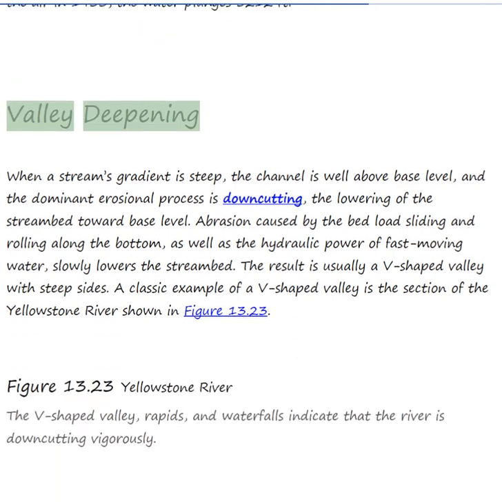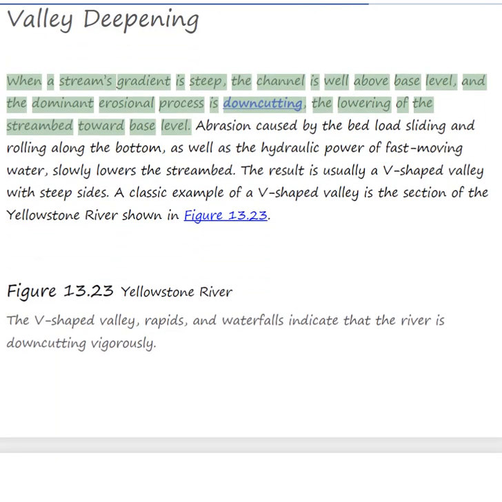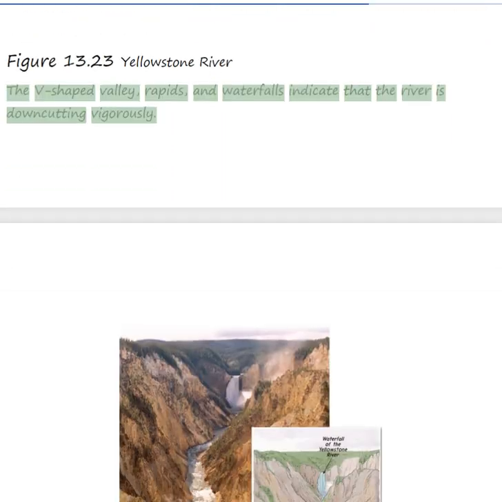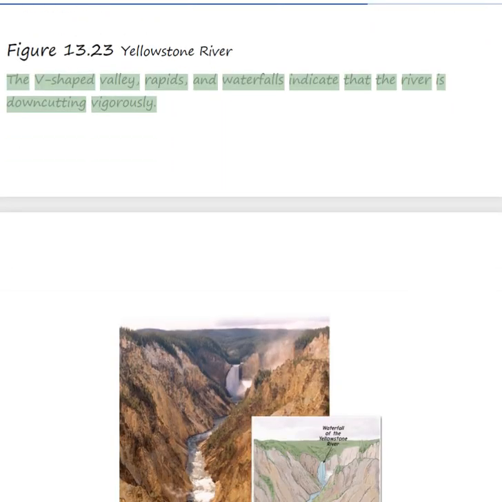Valley deepening. When a stream's gradient is steep, the channel is well above base level, and the dominant erosional process is downcutting, the lowering of the streambed toward base level. Abrasion caused by the bed load sliding and rolling along the bottom, as well as the hydraulic power of fast-moving water, slowly lowers the streambed. The result is usually a V-shaped valley with steep sides. A classic example of a V-shaped valley is the section of the Yellowstone River shown in Figure 13.23. The V-shaped valley, rapids, and waterfalls indicate that the river is downcutting vigorously.